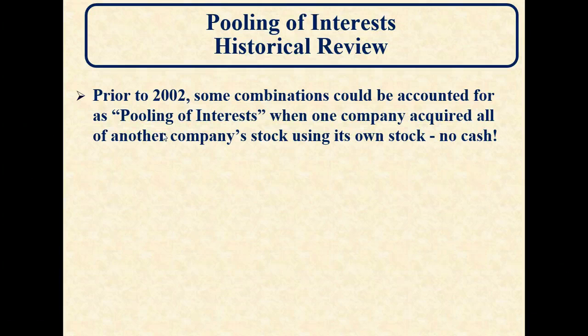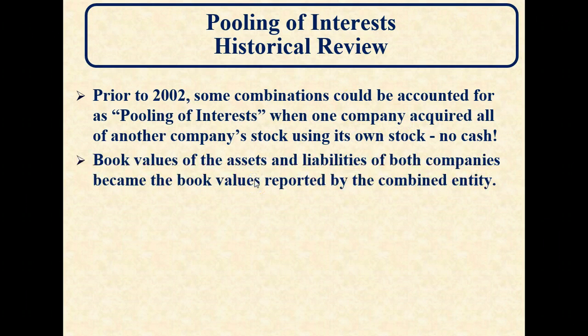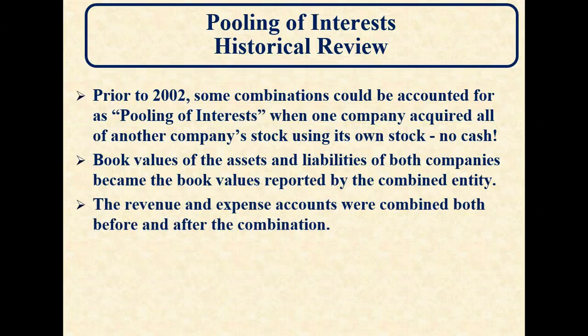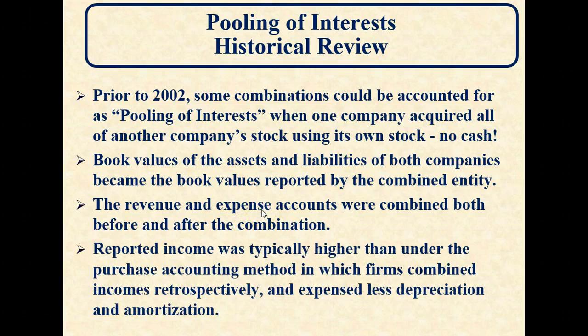Under pooling of interest, this happened up until 2002. It's not used anymore unless those combinations are still in existence. They would be accounted for under something called the pooling method when one company acquired all of the company's stock using its own stock and didn't have any cash involved. So basically, you took each company's book values and you combined them. You just kept everything at book value. Basically, the revenue and expense accounts were combined. Everything was at book.